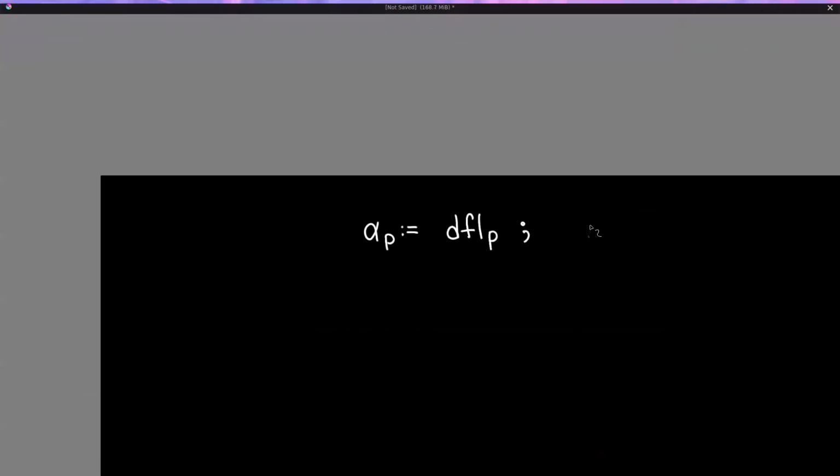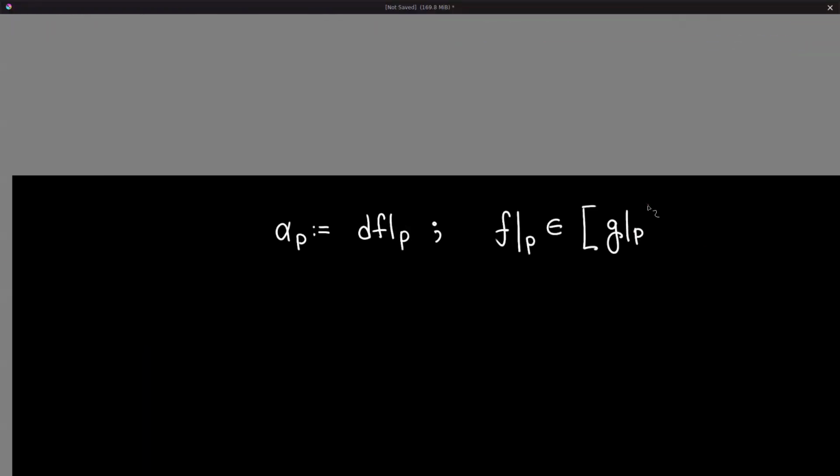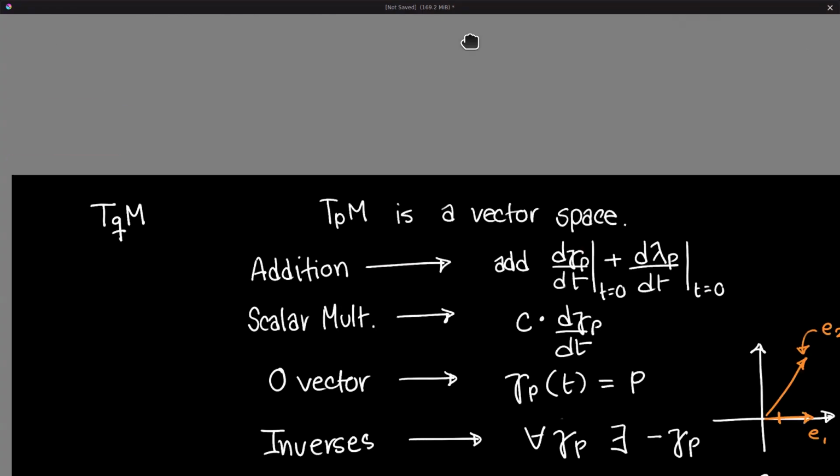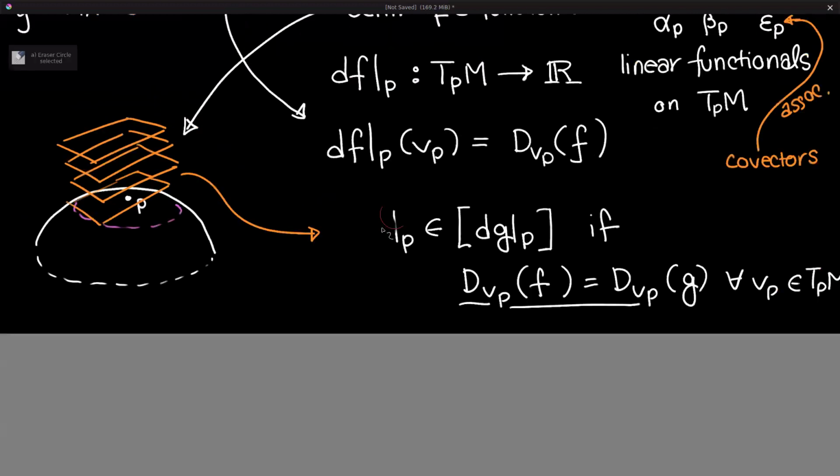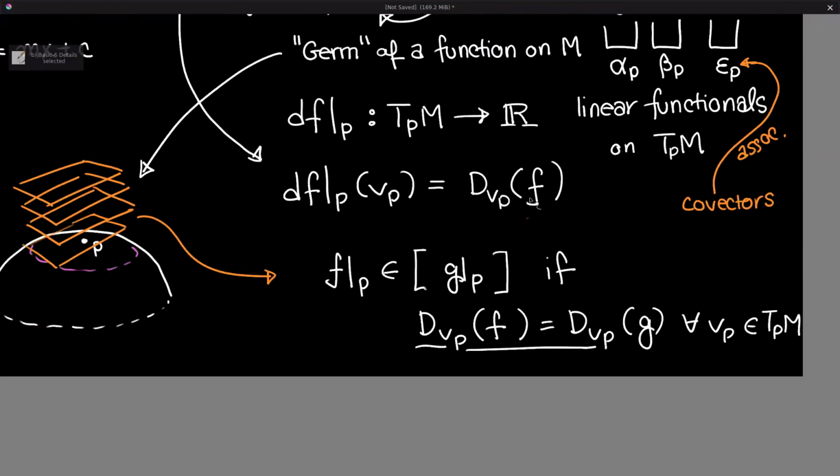Okay. So alpha p is equal to dfp, where f comes from that fp. That's the germ. fp is an element of this group Gp. In fact, I have to correct myself here. This is not right. What we want to say is this. We want to just talk about the germs, not the differentials of the germs.